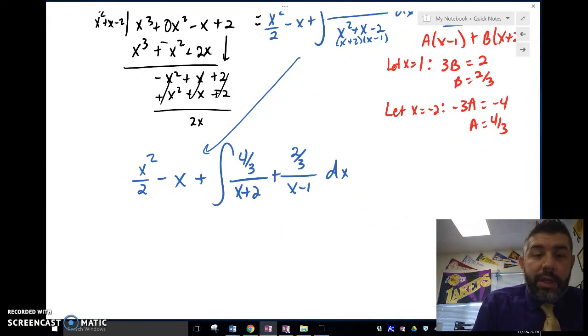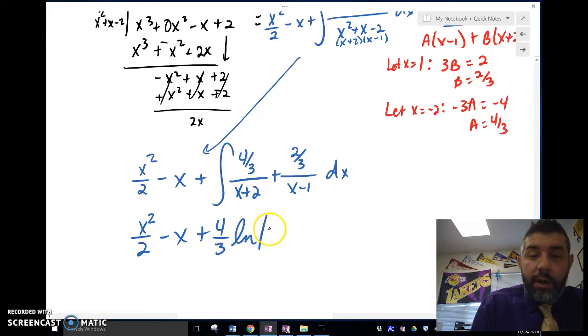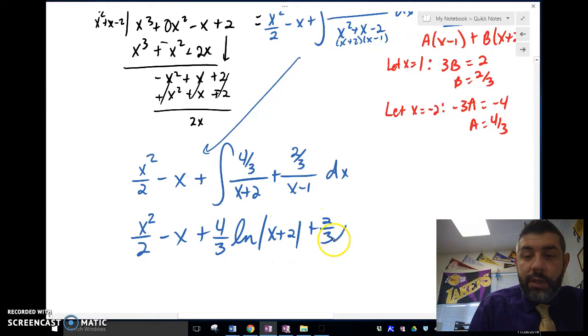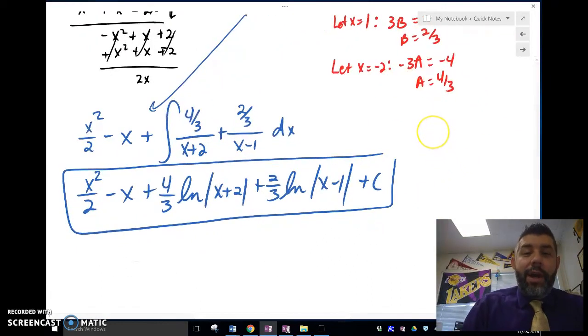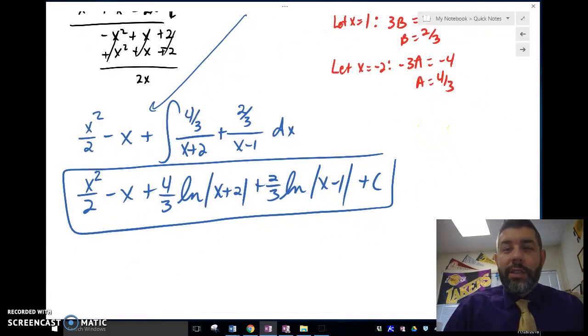Okay, so what does this end up being? Well, we've got x squared over 2 minus x plus 4/3 natural log of the absolute value of x plus 2 plus 2/3 natural log of the absolute value of x minus 1 plus C. Man, aren't these just beauties?